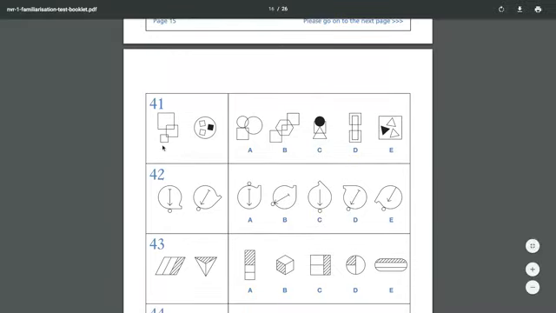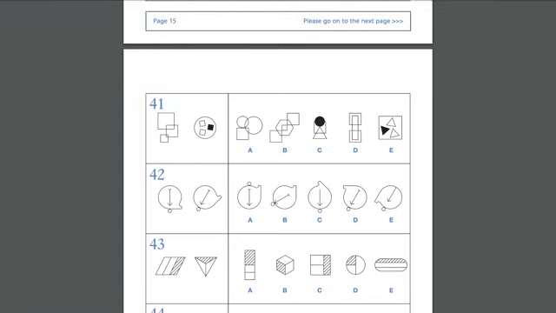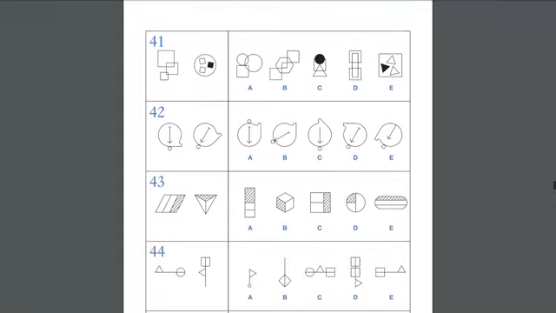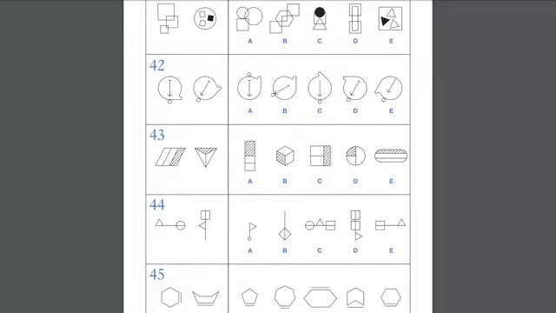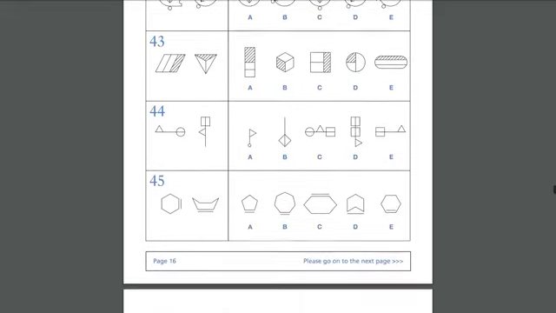So what's happening here? There are two shapes. The two shapes become inside and you have a new shape coming there in a circle. Yeah, 41 is A. What about 42? These are easy ones. 42, the arrows are moving inside. Yeah, 42 is D. What about 43?